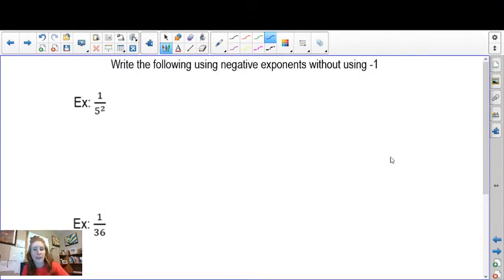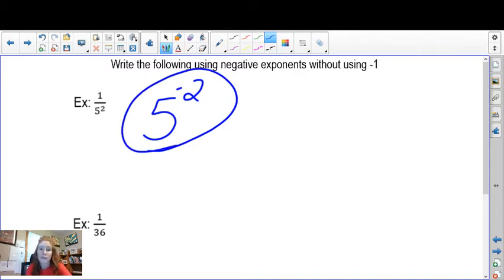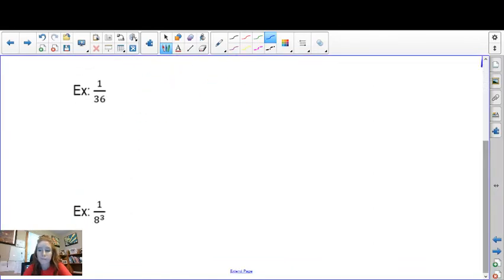Write the following using negative exponents without using -1. So this first one's kind of simple because I already have an exponent with my 5. It is a -2. So I keep the base the same. I bring the exponent back up and I tack a negative sign onto it. I've written the problem using the same base with negative exponents, and that negative exponent is not -1.